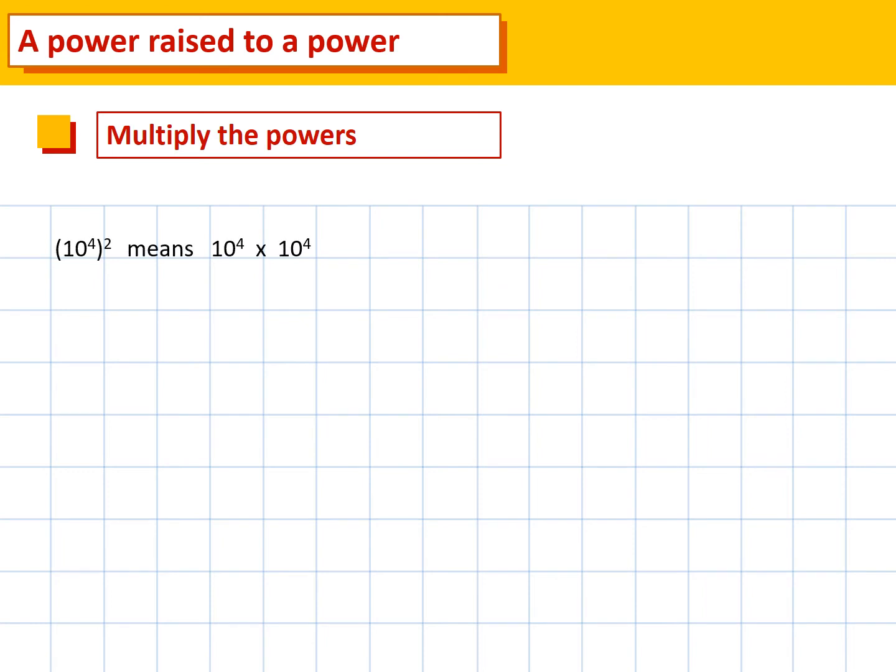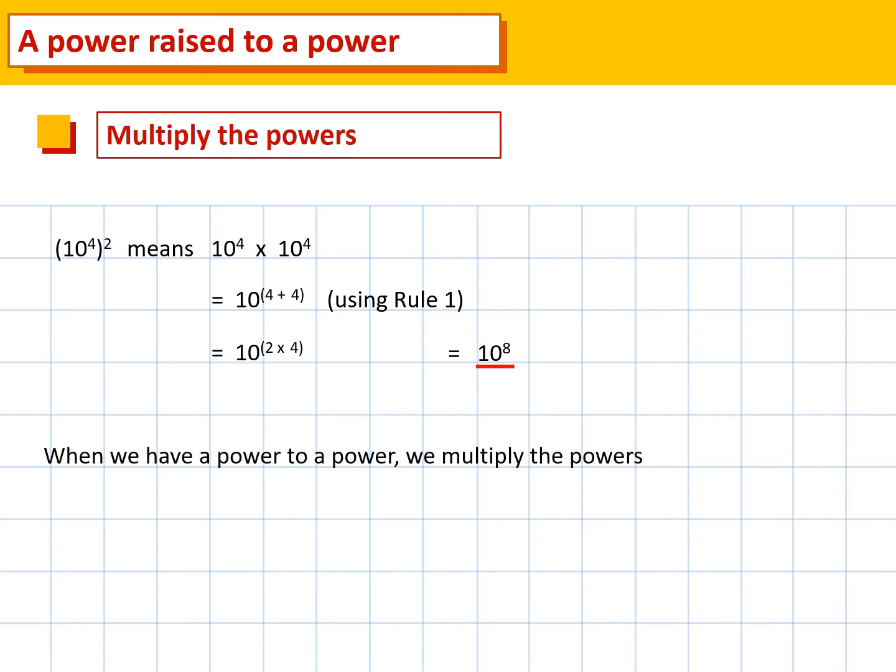10 to the power of 4 squared means 10 to the power of 4 times 10 to the power of 4. And using the addition rule, rule 1, that gives us 10 to the power of 8. When we have a power to a power, we simply multiply the powers. So to summarize that more generally, a to the power of m, when raised to the power n, we multiply the two powers, m times n.